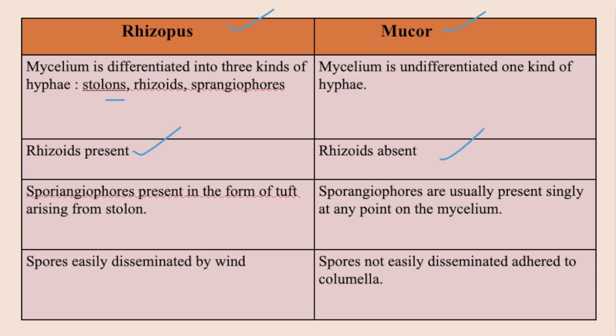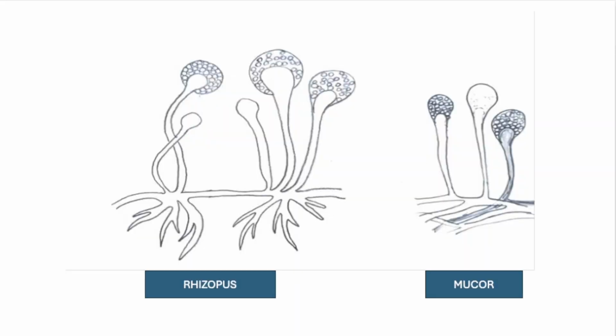But they are generally formed singly. They are not formed in a tuft, but singly they are produced at the end, and the spores are generally disseminated easily by wind in Rhizopus, while in Mucor the spores are attached to the columella, and it's not easy to disseminate the spores through wind, right? If we talk of its structure, you can see Rhizopus looks like this. In this, rhizoids are present, while in Mucor the rhizoids are absent, and the sporangiophores are formed singly, while in Rhizopus they are formed in tufts, in groups, right?